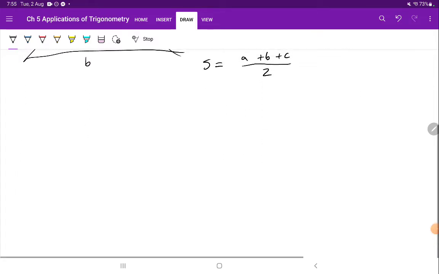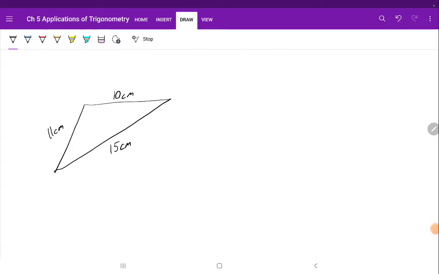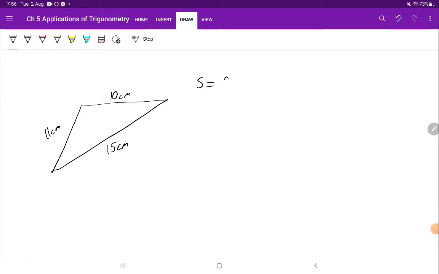Alrighty, so let's have a look. To determine the area of this triangle, you notice I've got all sides, I don't know any angles. Well, all I've got to do is determine the semi-perimeter, and then use that in the area formula itself. It's a bit of a long formula, but it's S times S minus A times S minus B times S minus C. So let's work out what the semi-perimeter is.